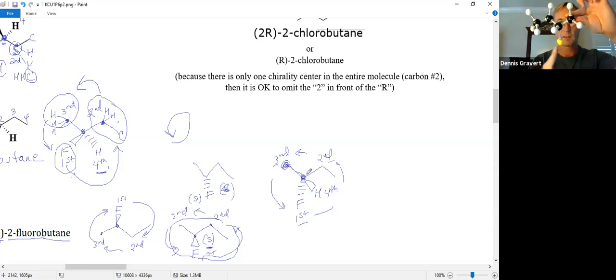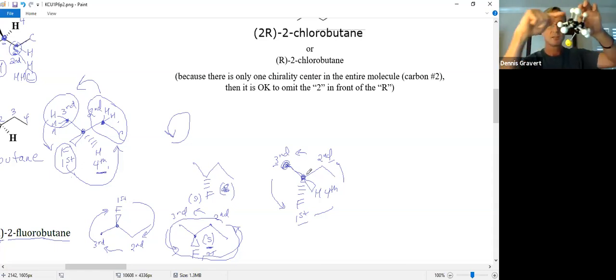fourth group is hydrogen, fluorine is first, ethyl is second, then methyl. That's going this way. Get my hand out of the way. There we go. Go this way: first group, second group, third group, first, second, third, first, second. Okay, so my hand is now moving counterclockwise. That looks like it's S.